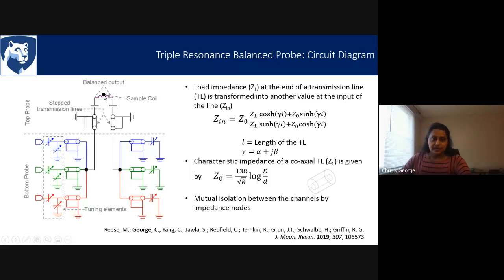Similarly, when the RF coil picks the signal that is coming from the sample, this has to come down and go to the tuned circuit, not to everywhere. So this is called the isolation between the channels. The channel has to be isolated and it should tune to the required frequency. If the impedance nodes are formed properly, this will happen.